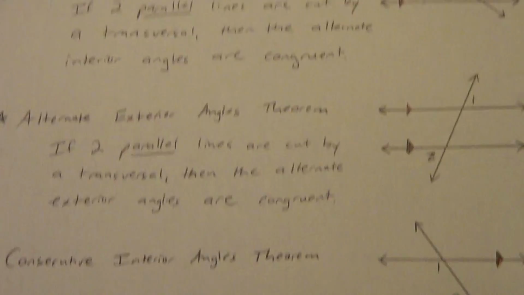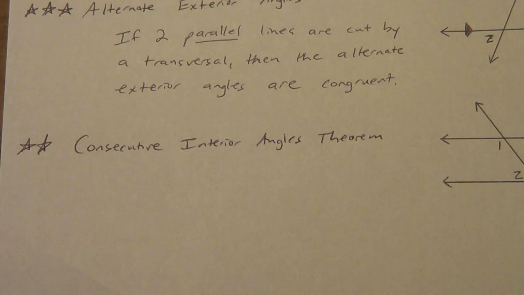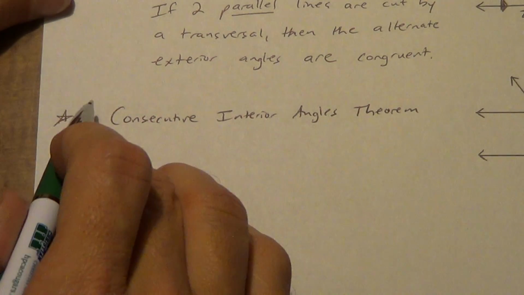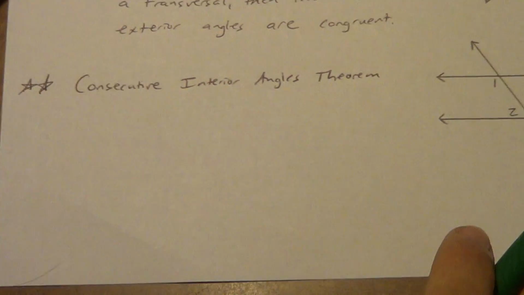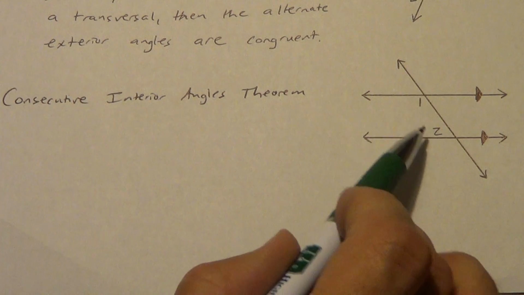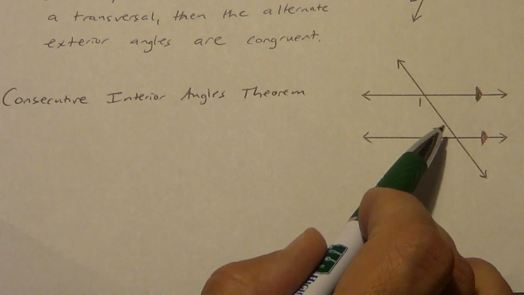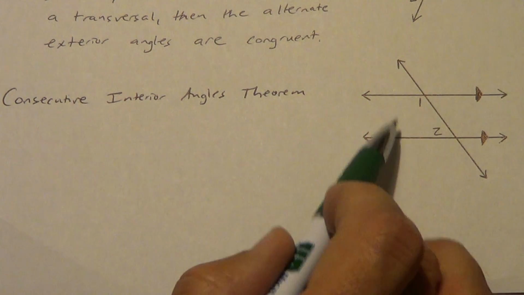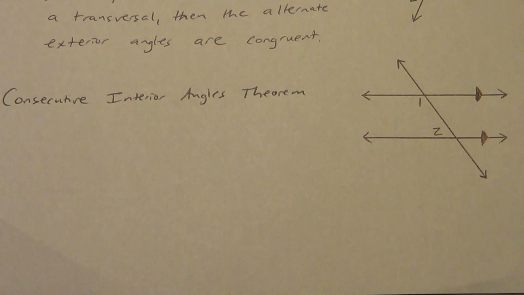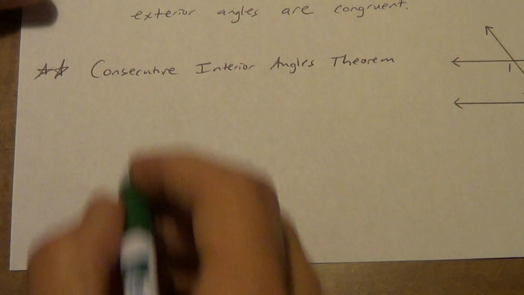Last theorem. It's called the consecutive interior angle theorem. Now you'll notice this one only has 2 stars. We don't use it quite as much as the other ones. Consecutive interior means they're on the same side of the transversal. Interior means they're inside. Once again, we have parallel lines here. So it's going to start off the same way.